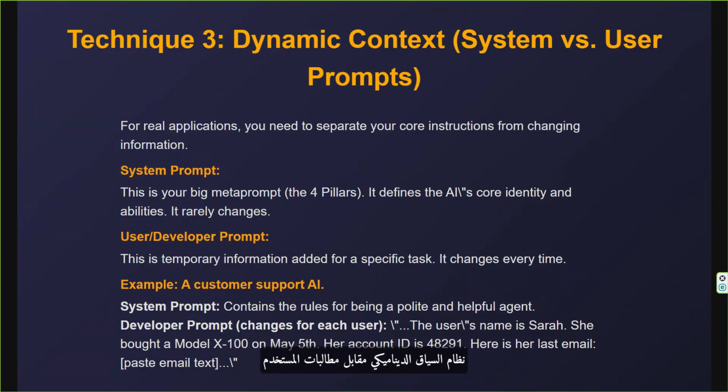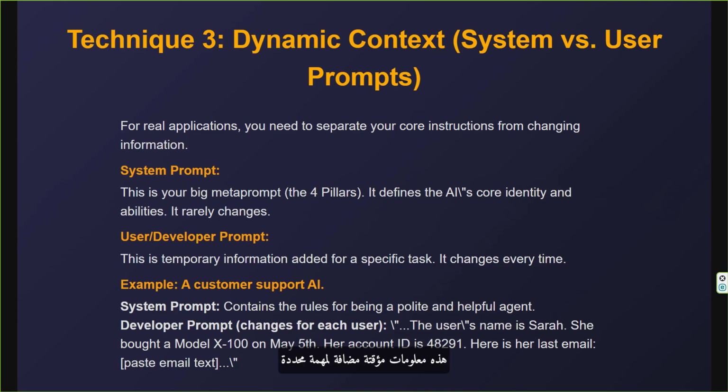Technique 3. Dynamic context. System versus user prompts. For real applications, you need to separate your core instructions from changing information. System prompt. This is your big metaprompt, the 4 pillars. It defines the AI's core identity and abilities. It rarely changes. User/developer prompt.